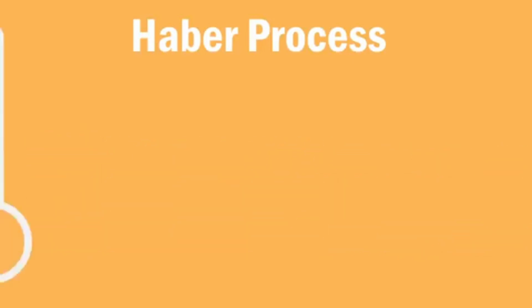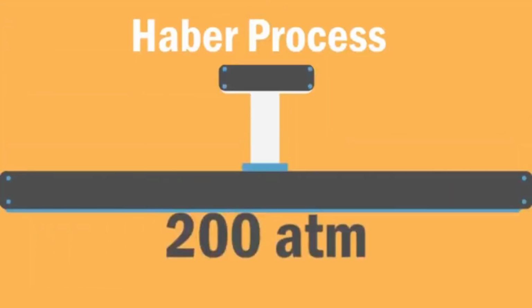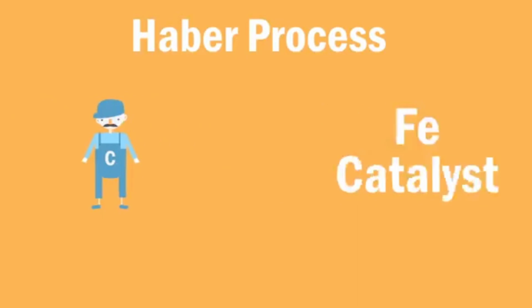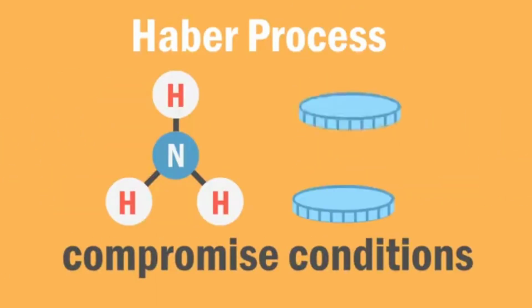It is conducted at 400 to 450 degrees Celsius and at 200 atmospheres in the presence of an iron catalyst. These are compromise conditions in order to maximize ammonia production and economic profit.